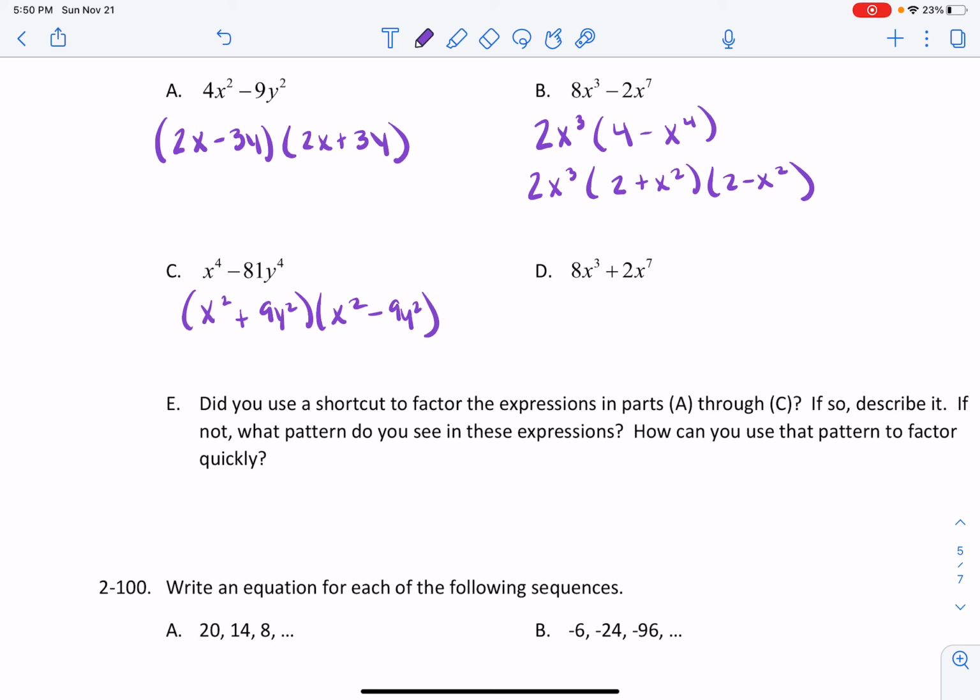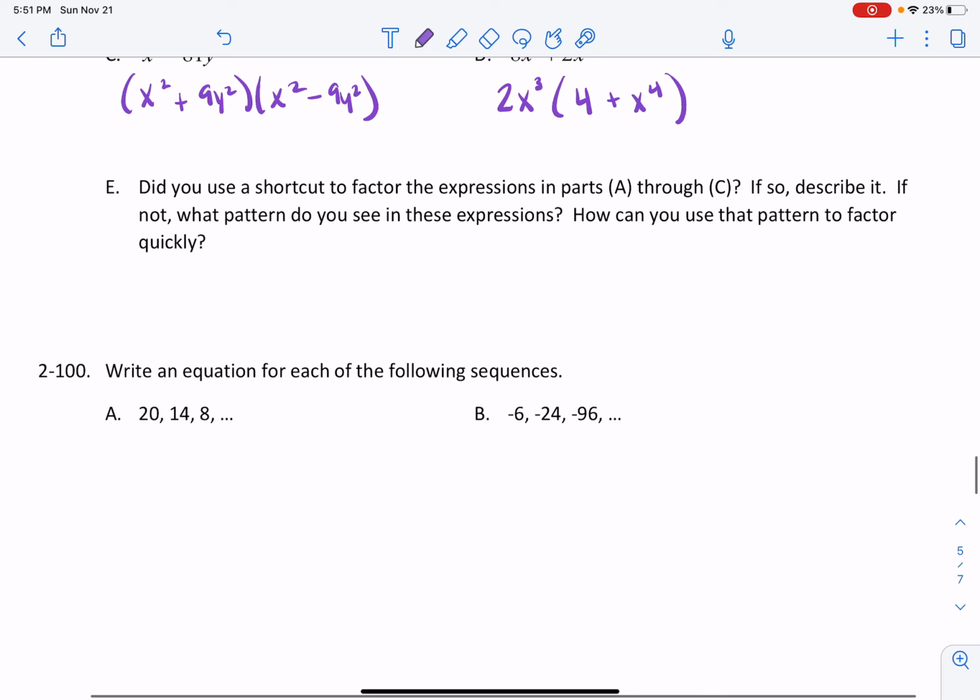Okay. And then here, it's very similar to B, except there's a plus. So that actually does make a huge difference. We can still take out the 2x cubed and have 4 plus x to the 4th. But with this, there's nothing else we can do. That's it.